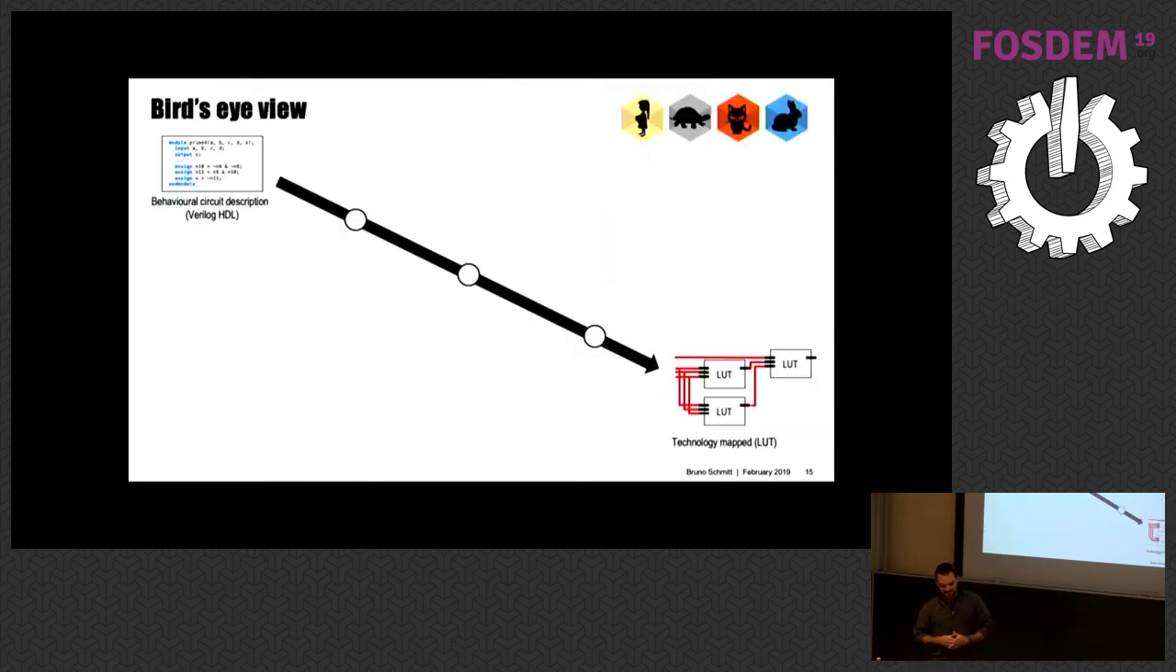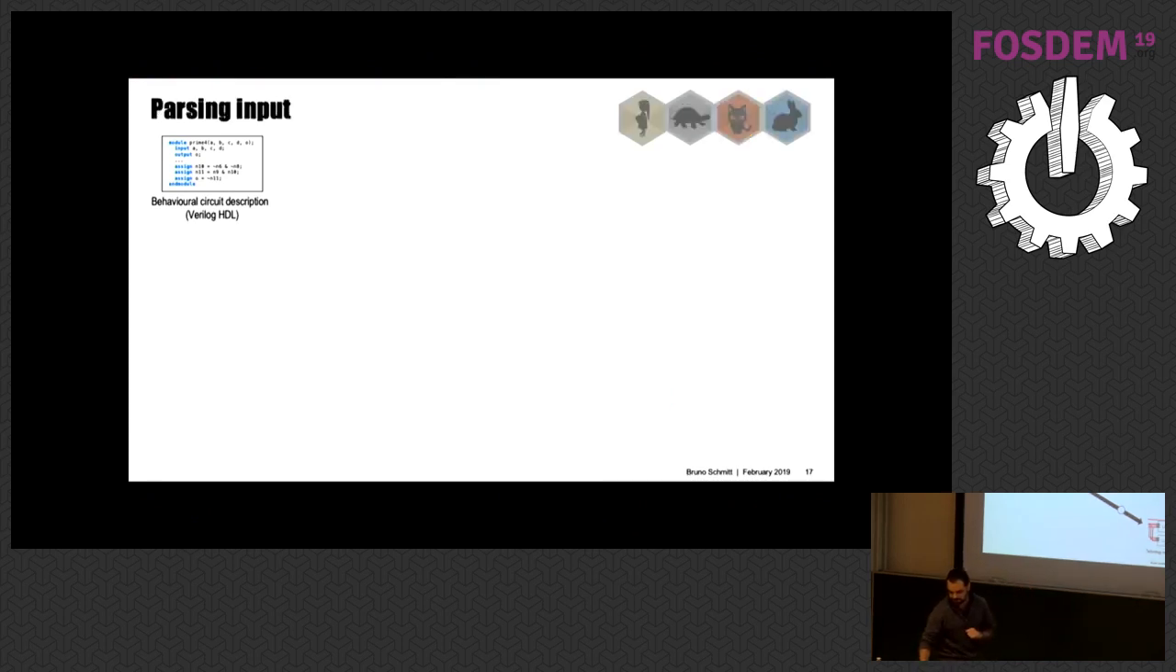So this is the bird's eye view of what I want to show to you. We're doing three steps. We'll first take the description and extract a logic representation out of it, and then last we'll do the technology mapping. Hopefully, if we have time, I will show how to do some optimization between those two steps. So how do you do the parsing?